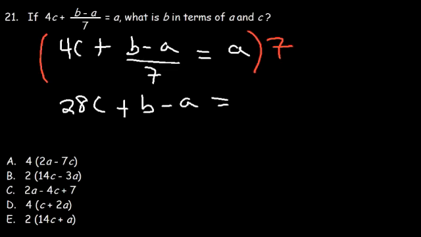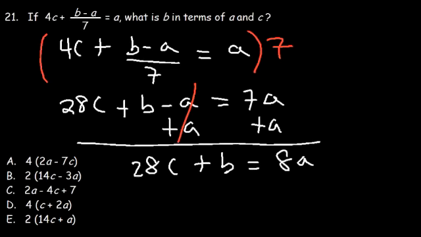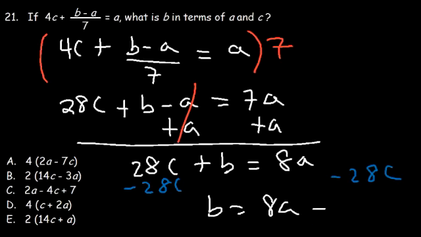And then a times 7 is 7a. So now I'm going to add a to both sides. So at this point, the a's cancel on the left. So what we now have is 28c plus b is equal to 8a. So now let's subtract both sides by 28c. So then b is equivalent to 8a minus 28c.